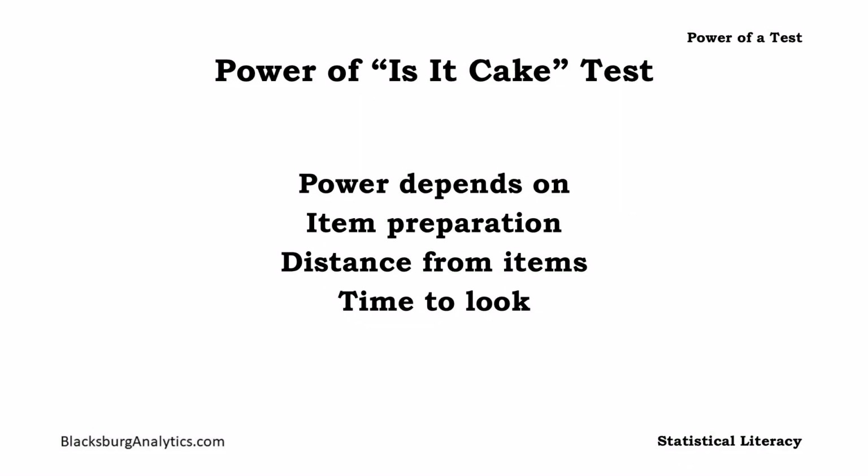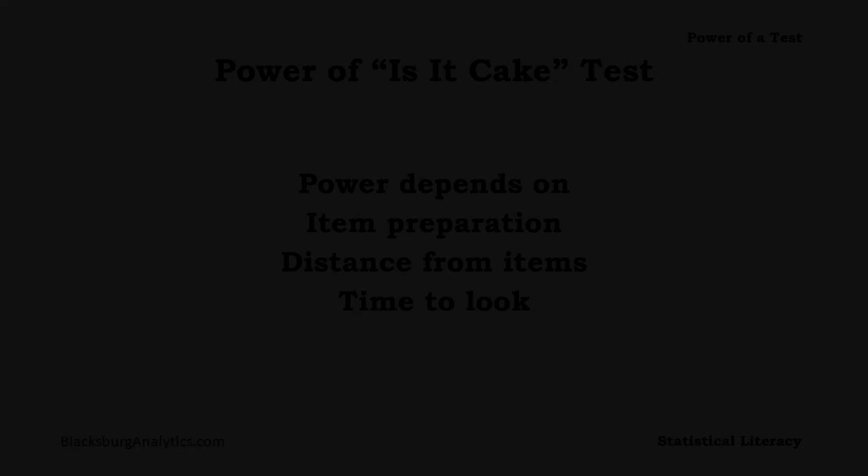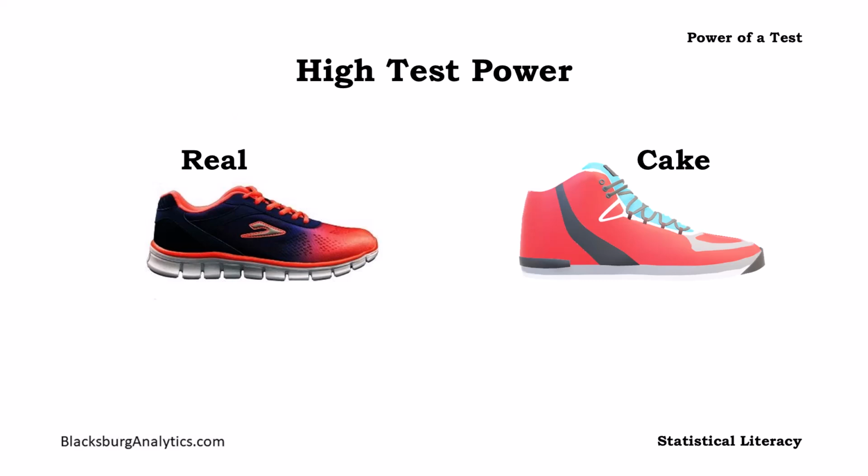The power of the test depends on how well the cake items are prepared, how far the contestants are from the items, and how long the contestants get to look before choosing. A cake shoe that doesn't look like the real shoe is easy to declare as cake. The power of the test is high, since the null hypothesis and the alternative are very different. Choosing cake is easy.